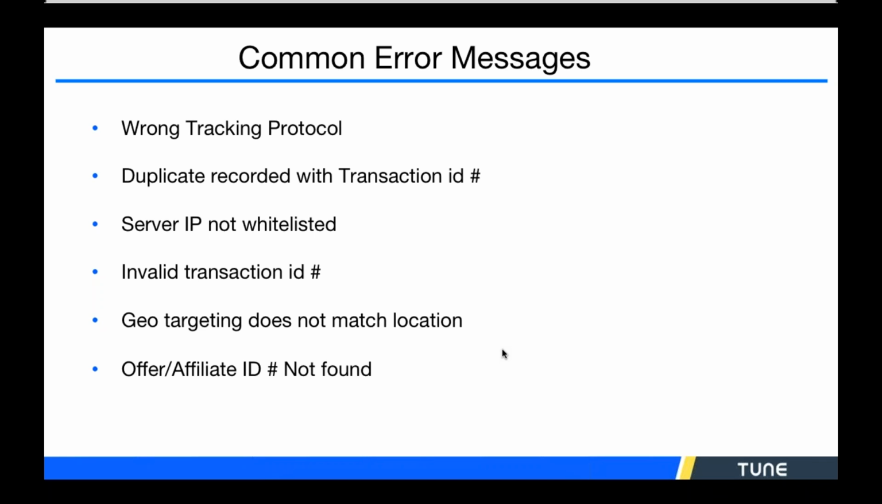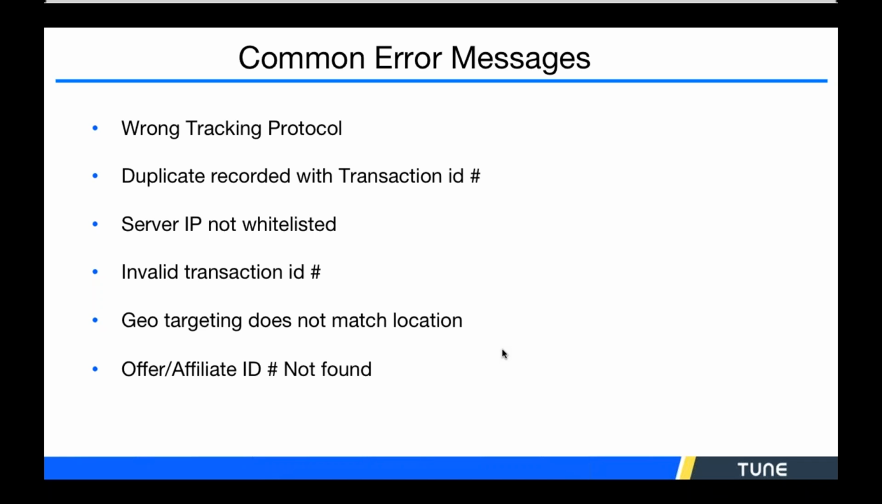Duplicate recorded with transaction ID. By default, our ad servers reject any conversion that we consider duplicate, and we use the transaction ID as our measurement tool for that duplication. Each click is assigned a transaction ID, and that ID is based off of your transaction ID settings. Most times that's set up based off of the offer ID, the IP of the user, and the date.